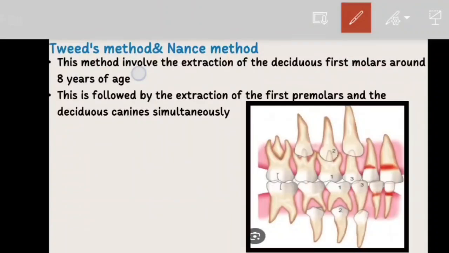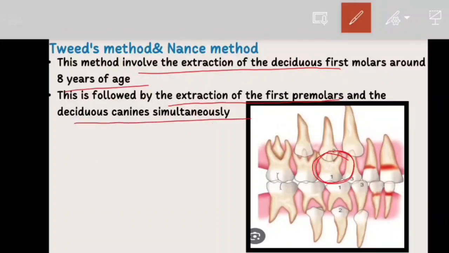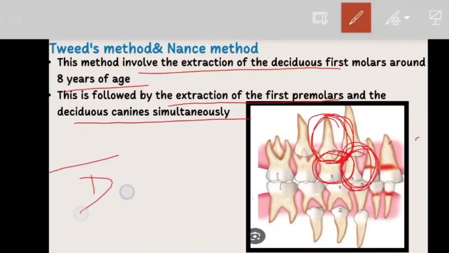This method involves the extraction of the deciduous first molar around 8 years of age. So first remove the deciduous molar. Now this is followed by the extraction of the first premolar and the deciduous canine simultaneously. After removing the first molar, we remove the premolar when it is coming. Then we remove the canine. Okay. So D4C.